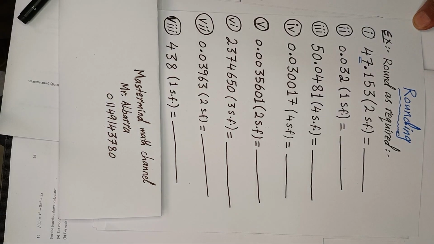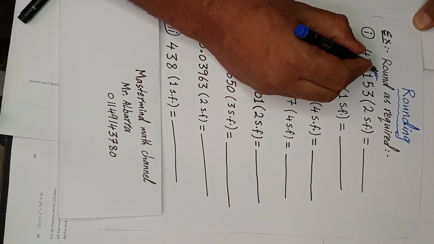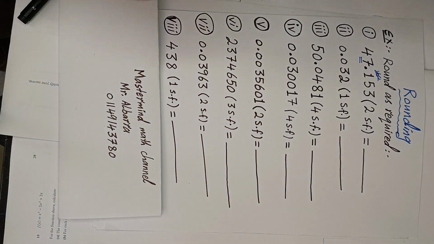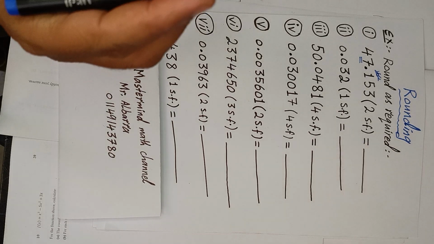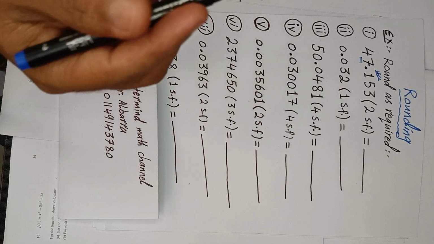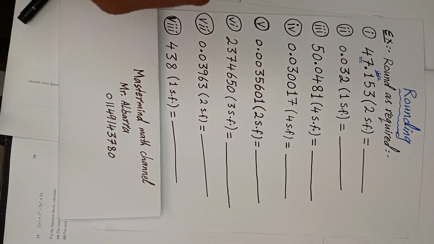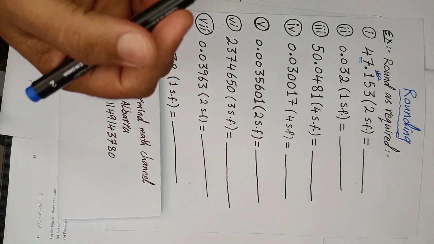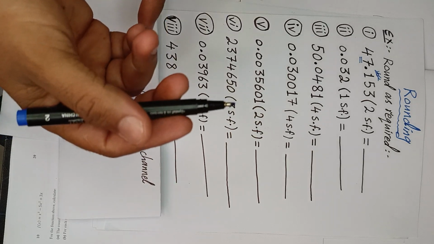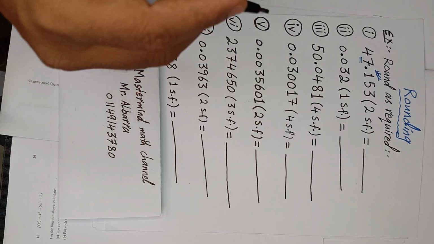Here it is. You underline the digit 7. Put your eye on the number to the right. The number to the right is 1. If the number to the right is 5 or more, 5, 6, 7, 8, 9, you round up. That means you add 1 to the underlined digit. But if it's less than 5, that means 0, 1, 2, 3, 4, you leave the number as it is, okay? You don't add any 1 to the underlined digit.